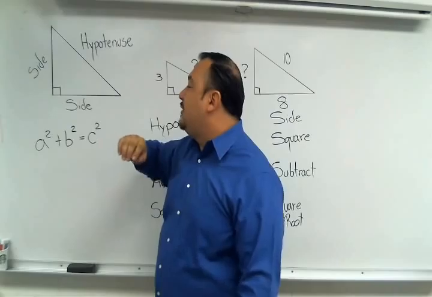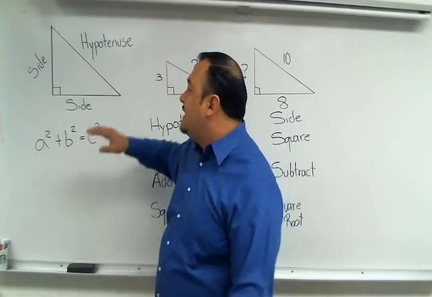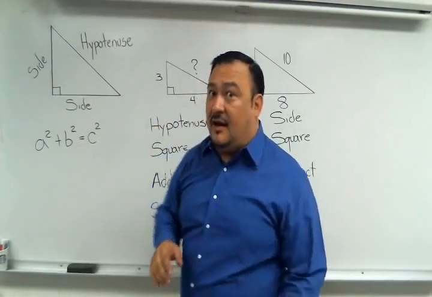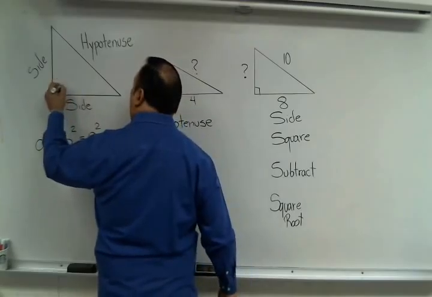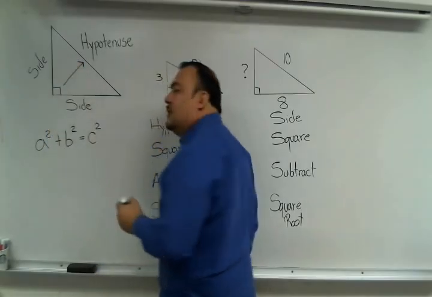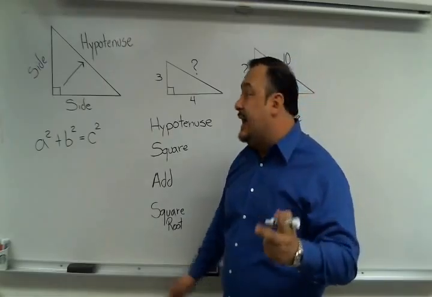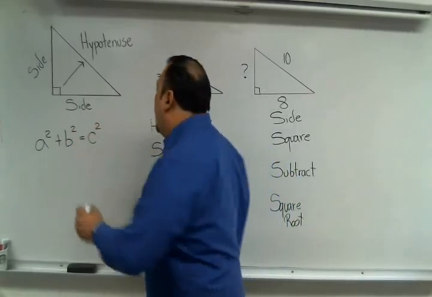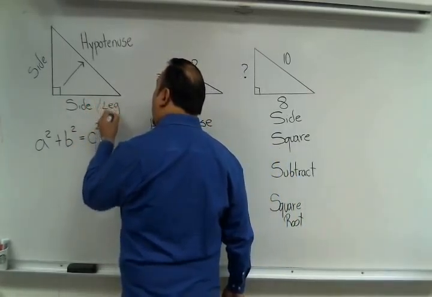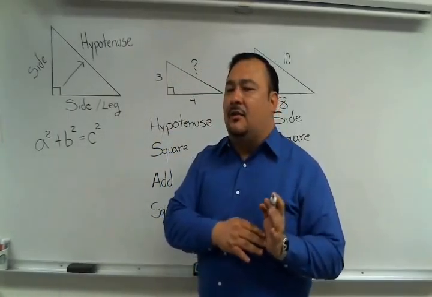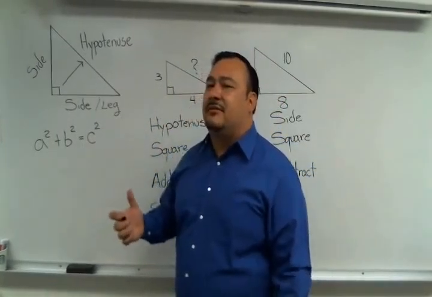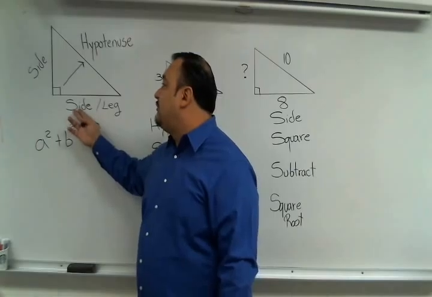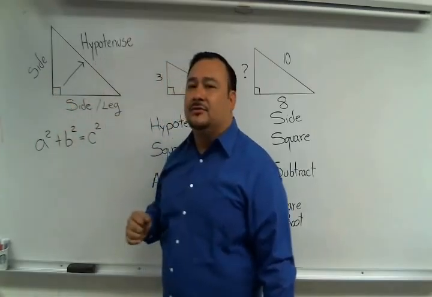Let me explain. For the Pythagorean Theorem, we need to have some vocabulary. The first part is the hypotenuse. The hypotenuse is the side that is always the longest side, and also it's always across from the 90-degree angle. The other two sides that create the 90-degree angle could be called a side or a leg, but for the purposes of this lesson, we're going to call them sides instead of legs. So this is an illustration of two sides and the hypotenuse.